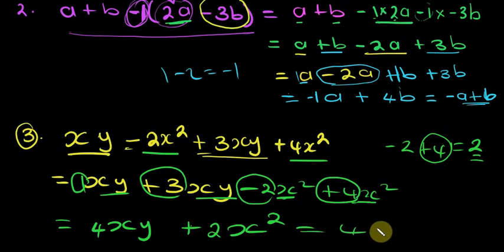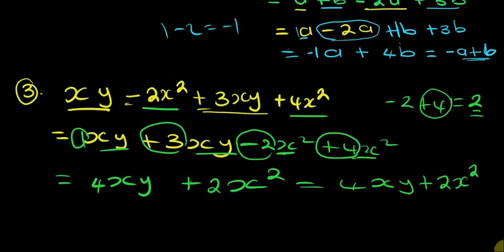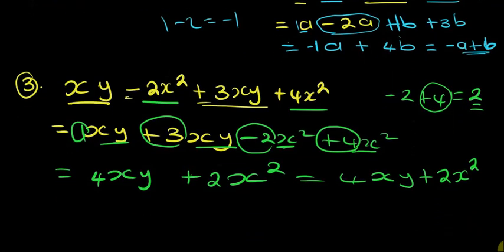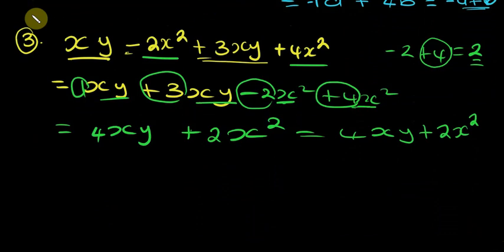We have 4xy plus 2x squared. Okay, with this answer we can do something further on this one.